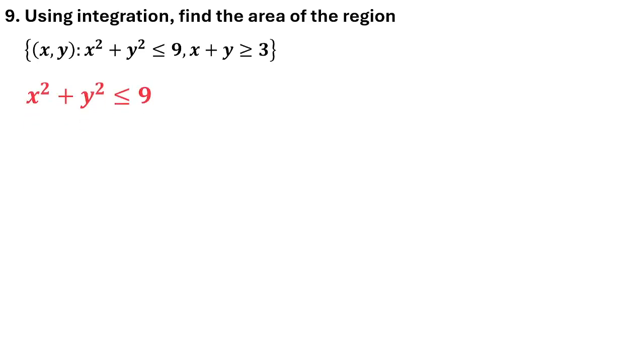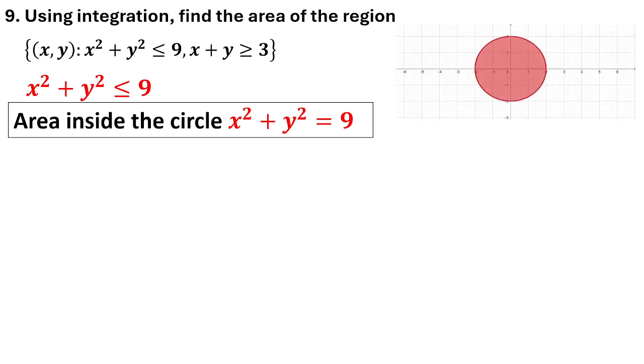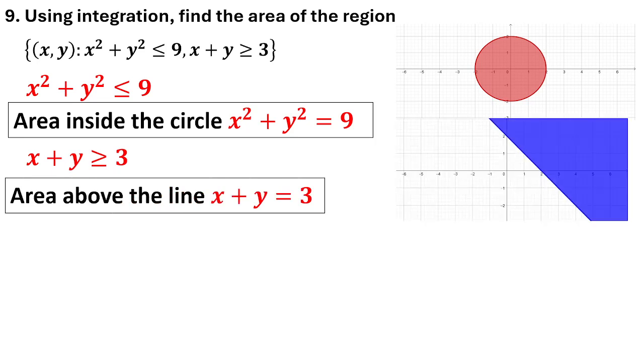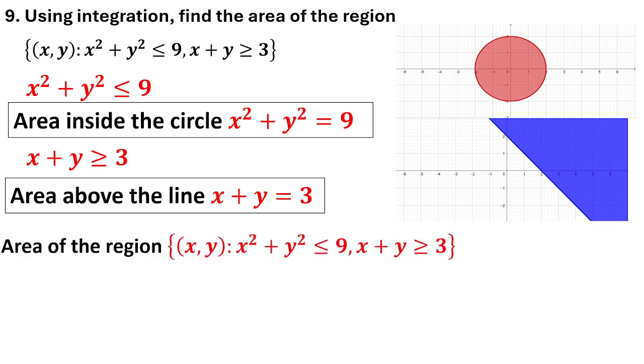Let us see. This is a circle. You have been given area inside the circle less than or equal to 9. Let us go to the line x plus y greater than or equal to 3. All of you know this is the line, but you have to find the area above the line, that is, origin not included. This you have already seen in your linear programming, that is linear inequation. Now therefore we want to find the area common to both.